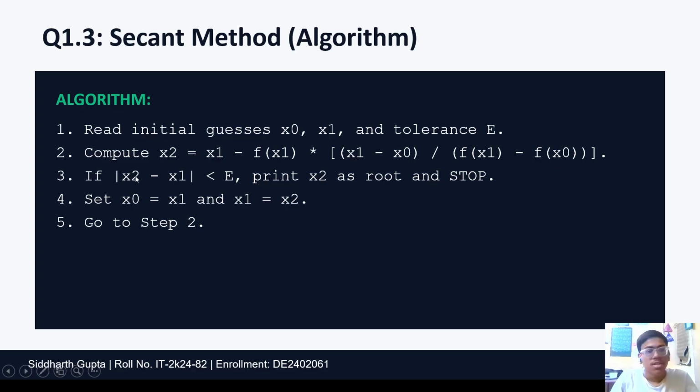This is x2. If mod of x2 minus x1 is less than e, we will print x2 as the root and stop. Else we will set x0 is equal to x1 and x1 is equal to x2, and go to the next step. So till this is greater than e, we will compute the next step. As this comes less than e, we will print x2 as the root. So this is the normal algorithm for the secant method.